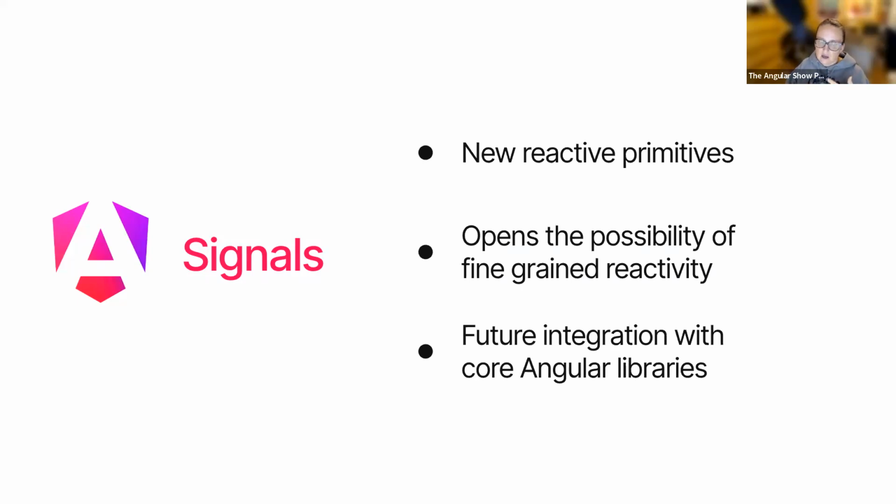Well, signals are basically a primitive that have a getter and a setter, and they also track their consumers. So when there's a change to the value of the signal, it knows which parts of the application actually care about those changes, which in the future will allow us to reactively change only the parts of the application that changed and only re-render those parts of the DOM. And there's also going to be future integration with some of the core Angular libraries, which I'm really excited about.